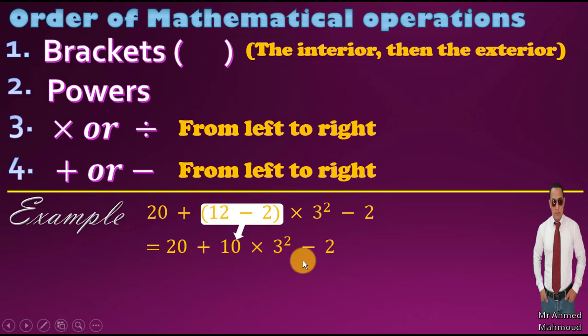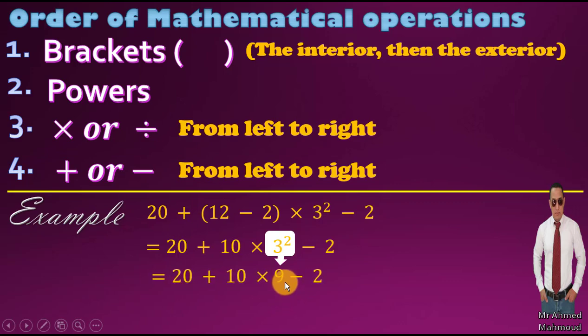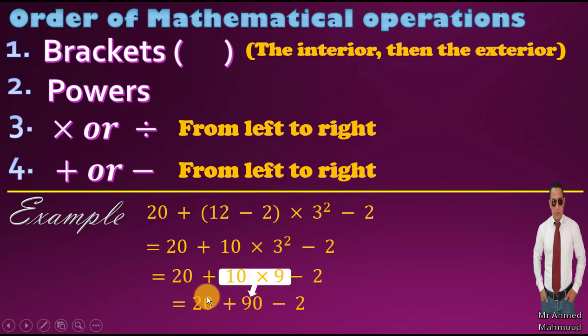In this operation, I have plus, times, power, and minus. Now I'm going to start with the powers. So I evaluate 3 power of 2, which equals 9, and drop 20 and 10 and minus 2. Now I have plus, times, minus, so I start with the times, because times comes before plus and minus. So I evaluate 10 times 9, which is 90, and drop 20 and drop minus 2.